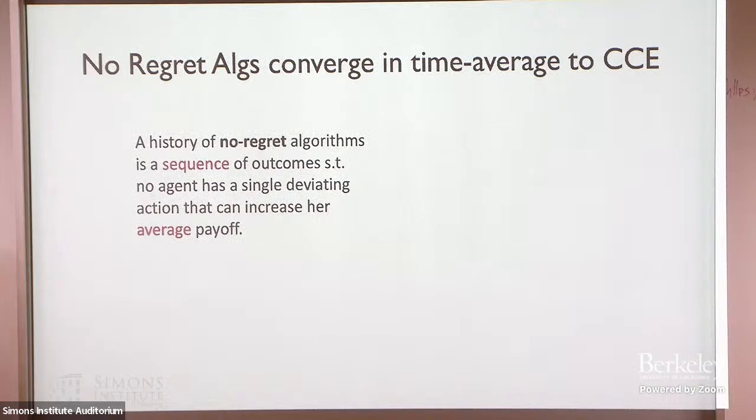Let's look at this sentence. A history of no-regret algorithms is a sequence of outcomes such that no agent has a single deviating action that can increase their average payoff. This is by the definition of regret, right? Regret means that no single player can deviate to some fixed action with hindsight and do something better. And because we're okay with sublinear regret, we're talking about average payoff. So this is the definition of a sequence of no-regret outcomes.